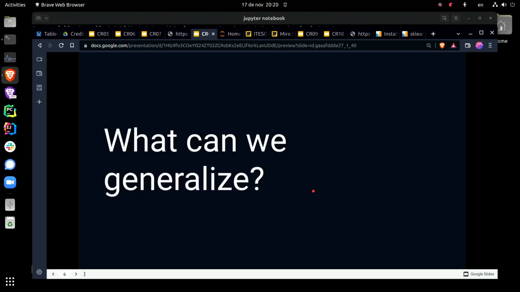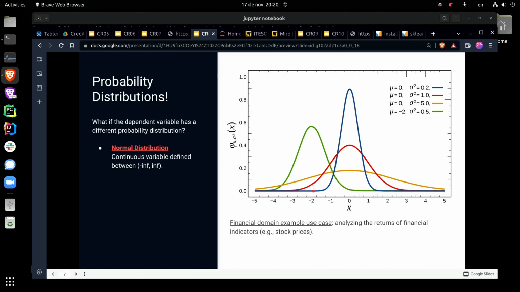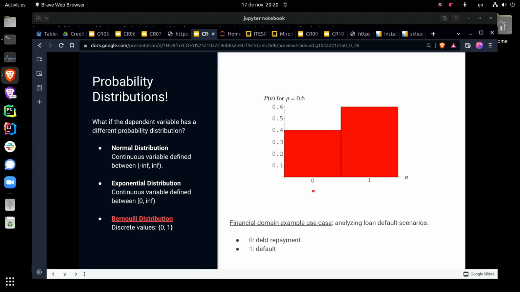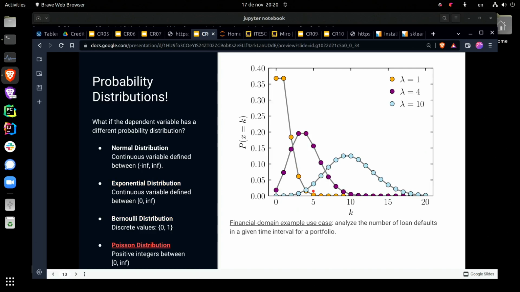Now we already know that we're generalizing over the distributions. We have normal distribution, exponential, Bernoulli distribution, Poisson distribution. Each of these distributions allows us to describe different types of data, right? For the Bernoulli distribution, we're primarily interested in binary events, for example, the default scenario. For the Poisson distribution, we are interested in events represented by integer values, most likely absolute frequencies, for example, the number of loan defaults that we're going to have in a client portfolio.